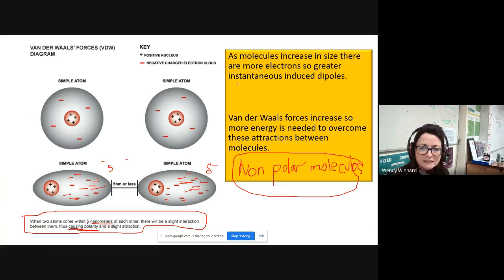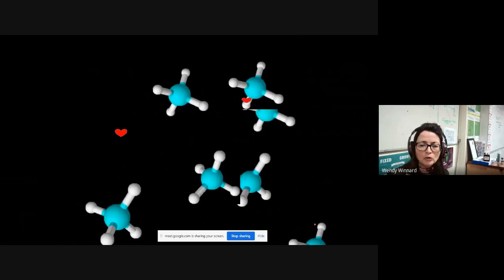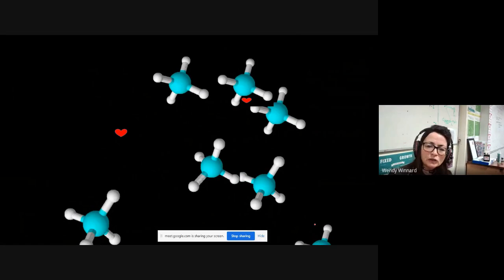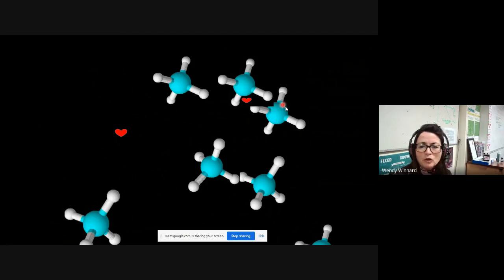So it's called an instantaneous dipole. That just arises at one point in time, becomes slightly negative, and that induces a dipole in a neighbouring molecule. So here are our methane molecules all wandering around, and it's not until you compress them, so you can see these two guys here have come within 5 nanometers of each other, that a dipole is induced.